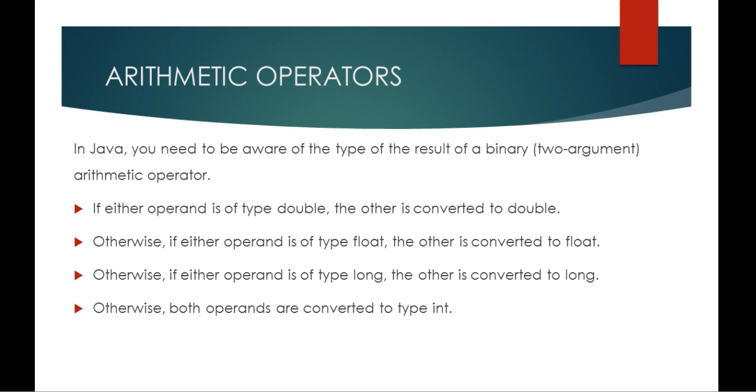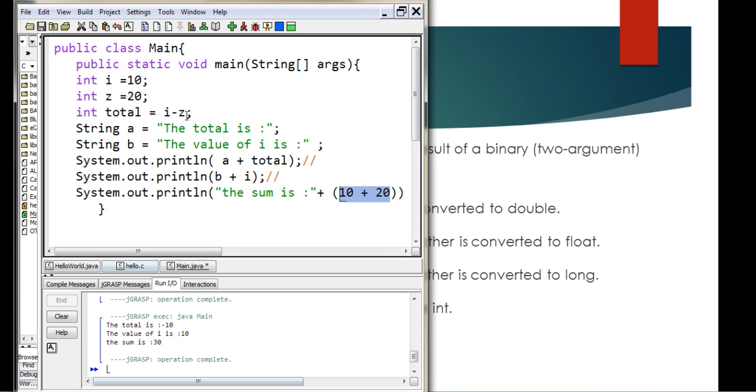So, in Java, you need to be aware of the type of the result of a binary or two-argument arithmetic operator. If either operand is type of double, the other is converted to double. Otherwise, if other operand is a type of float, the other is converted to float. If other operand is a type of long, the other is converted to long. Both operands are converted also to type int. So, there's some instances na nangyayari na ganito.